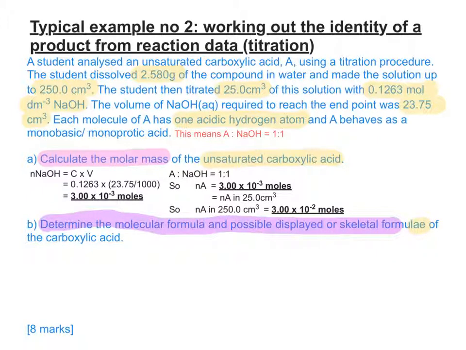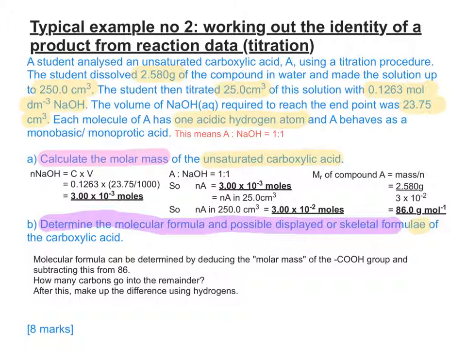Now we also know that the mass of the compound A that we used was 2.580, and now we know that in that amount you have 3 times 10 to the minus 2 moles, so all we have to do is rearrange moles equals mass over MR.